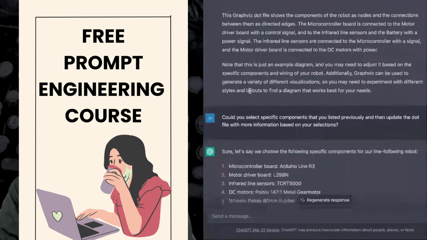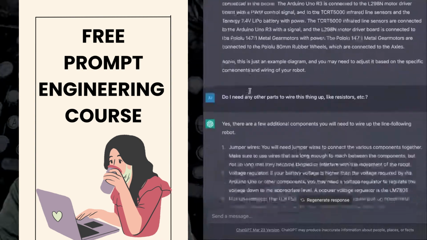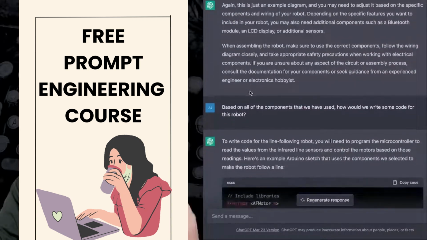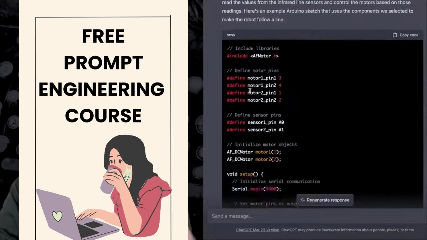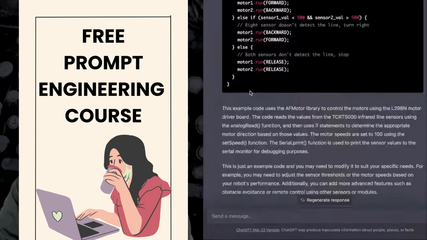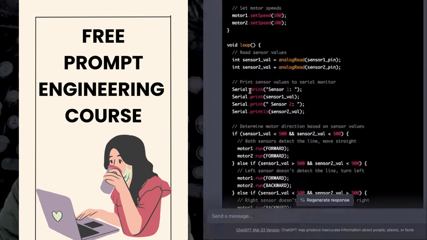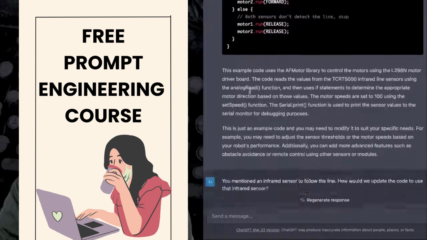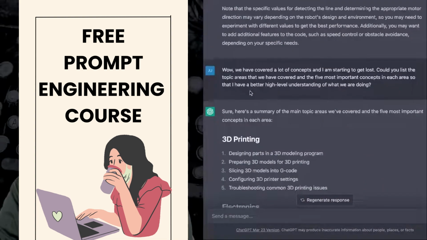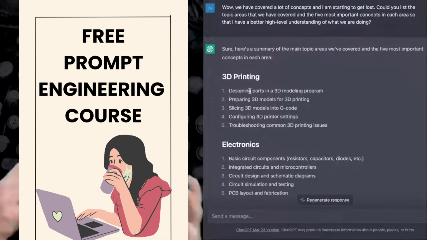And I continued this conversation for a very, very long time, trying to iterate and improve the definition in the circuit diagram, picking different components, generating source code to run on the robot. It had picked an Arduino component and then had generated code to run on the Arduino. And then I even took it to the point where I went all the way down and I said, hey, we've covered a lot of concepts.